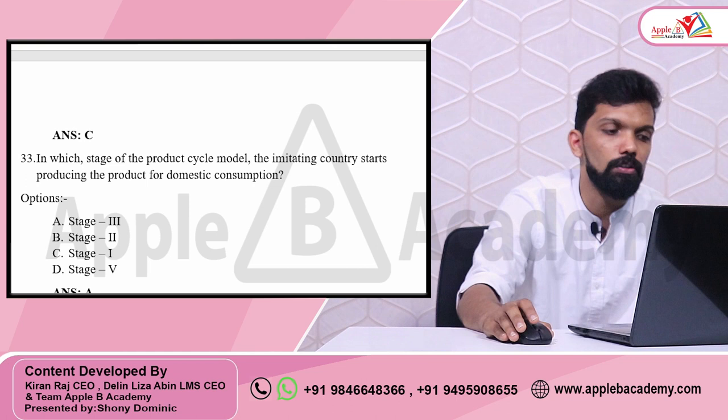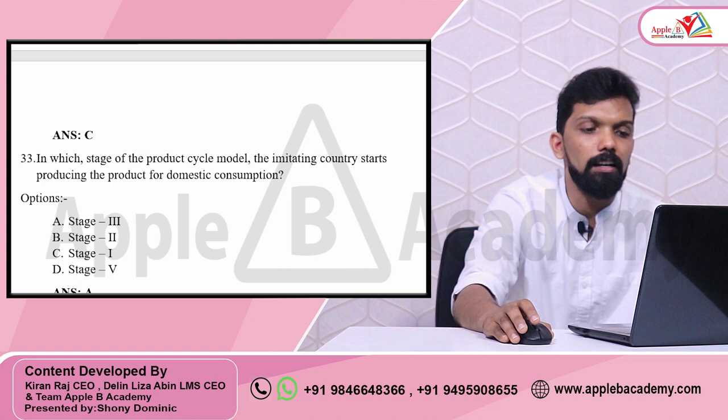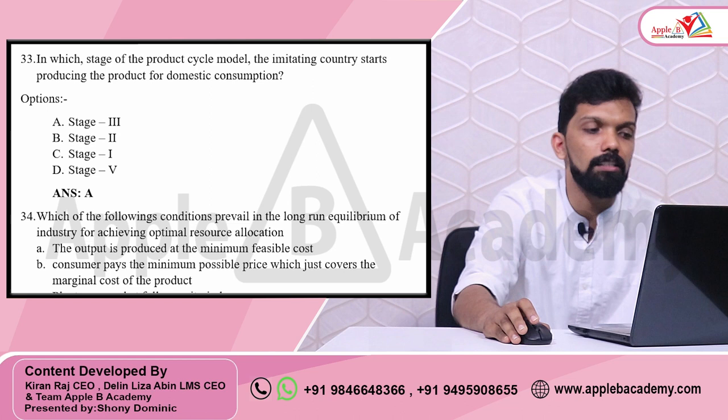Next question. In which stage of the product cycle model does the imitating country start producing the product for domestic consumption? Options: A, stage 3; option B, stage 2; option C, stage 1; option D, stage 5. So the right answer for this question is option A, stage 3.